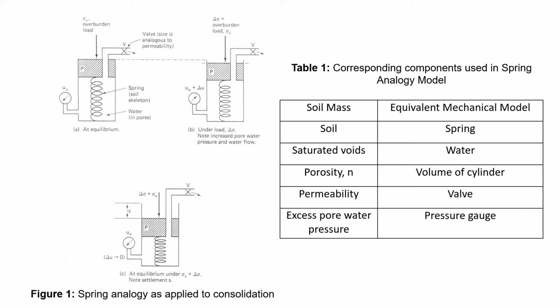In the table, two columns show the representation of soil mass with the equivalent mechanical model. The first column is soil mass and the second column is the equivalent mechanical model. So, soil is represented by the spring inside the model. Saturated voids are represented by the water. Porosity n is represented by the volume of cylinder. Permeability is represented by the opening of the valve, and the excess pore water pressure is simulated by the pressure gauge record.